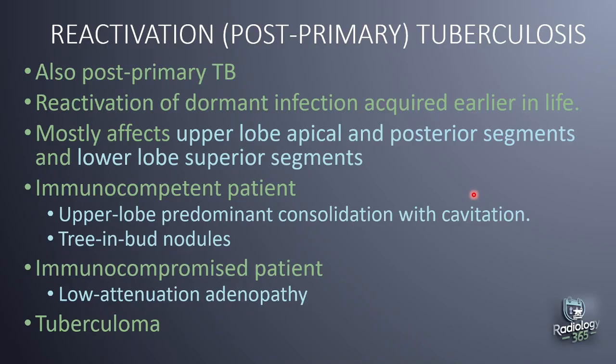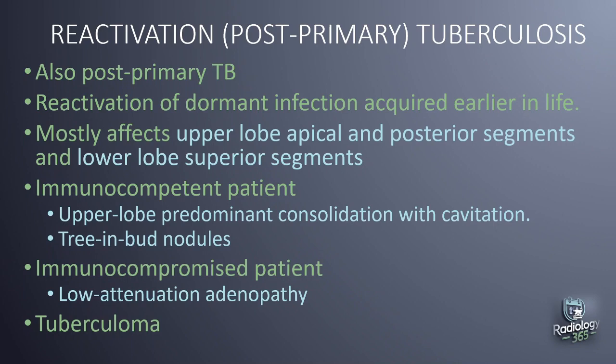Now, talking about reactivation or post-primary tuberculosis, reactivation TB usually occurs in adolescents and adults and is caused by reactivation of a dormant infection acquired earlier in life. Clinical manifestations of reactivation TB include chronic cough, low-grade fever, hemoptysis, and night sweats. Now, just like in primary TB, reactivation TB most commonly occurs in the apical and posterior segments of the upper lobe and then the superior segment of the lower lobe.